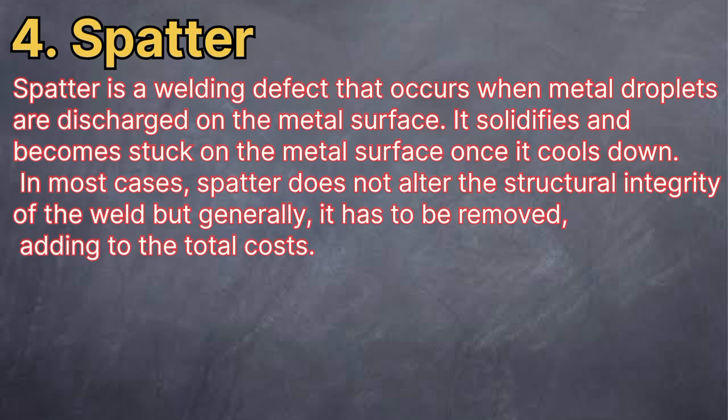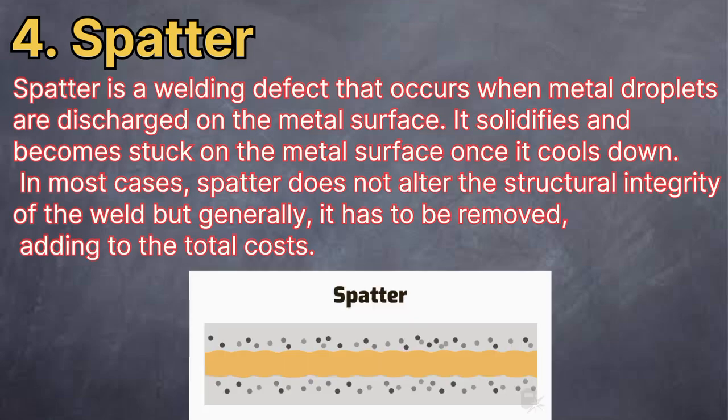Let's understand spatter. Spatter is a welding defect that occurs when metal droplets are discharged on the metal surface. It solidifies and becomes stuck on the metal surface once it cools down. In most cases, spatter does not alter the structural integrity of the weld, but generally it has to be removed, adding to the total cost. See the below images of spatter defect.